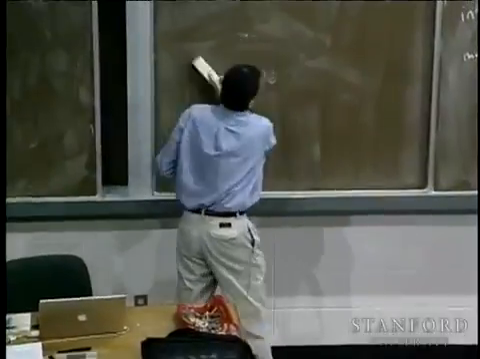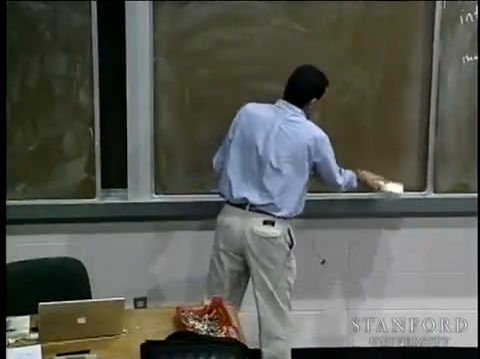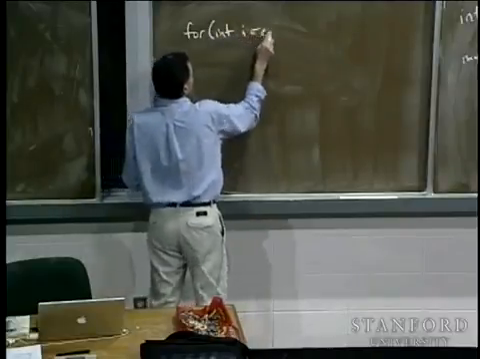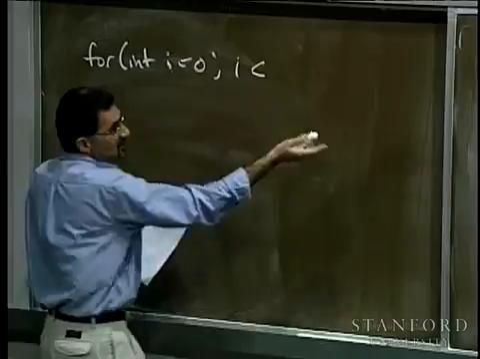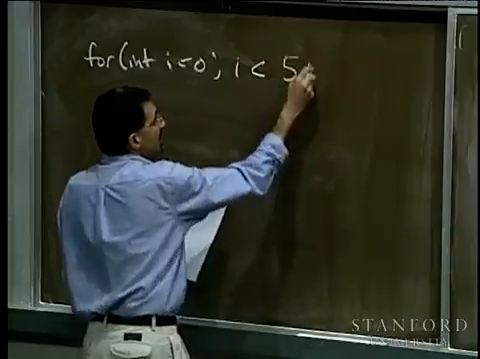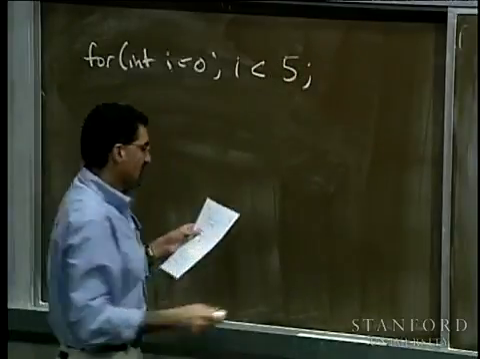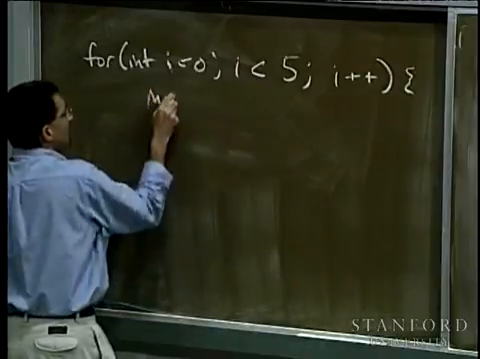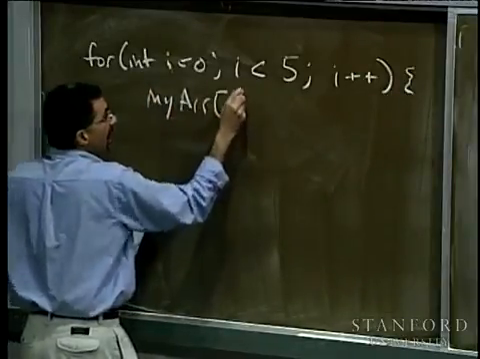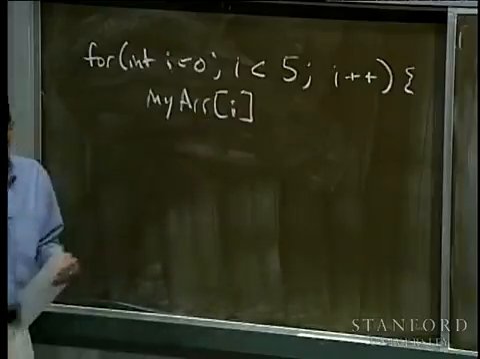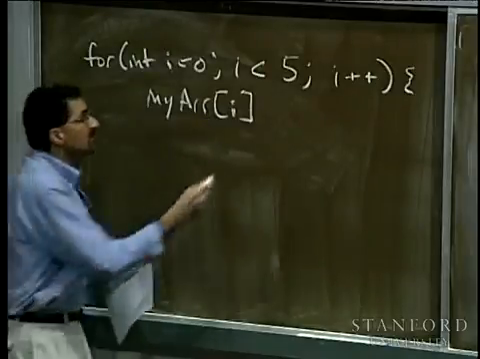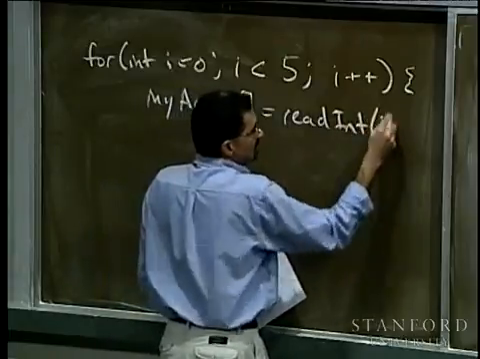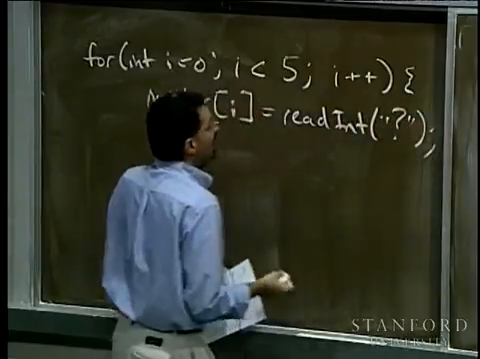So I could, for example, have a for loop that goes through all the elements of my array. For int i equals 0, i, in this case, I'm just going to say is less than 5, which is the size, but we'll get to how we actually want to deal with that in just a second. i++, and then inside here I'd say my array sub i, which is that particular ith element. Maybe I want to read this, for example, from the user, equals readInt, and I'll just put the little question mark to ask the user for a value.